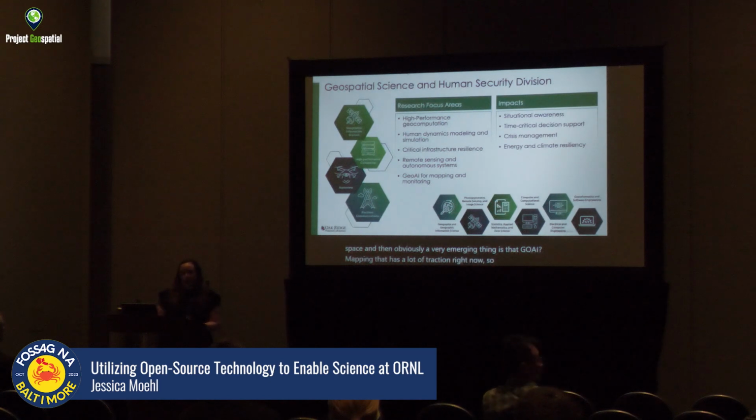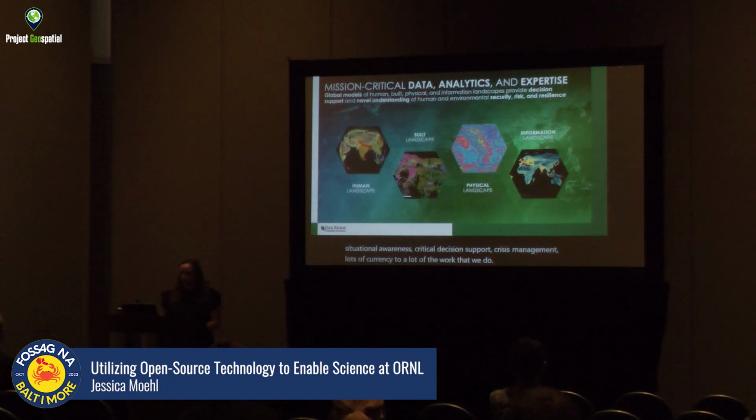So we do this for situational awareness, critical decision support, crisis management, lots of currency to a lot of the work that we do. And these are some pretty pictures of data sets that we use, data sets that we produce. And one of the themes that we've kind of seen, some of our keynotes, some of the other talks I've been in, is how do we, in open source, make data available to scientists and then make their model outputs available back out. And those are the types of things that we do in my group within that division.